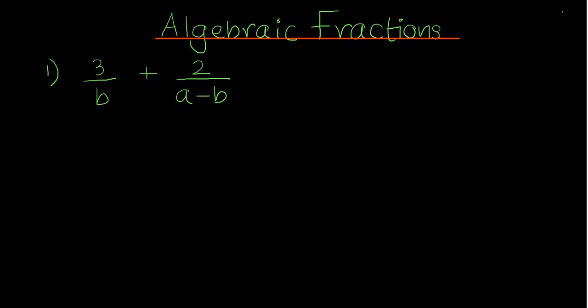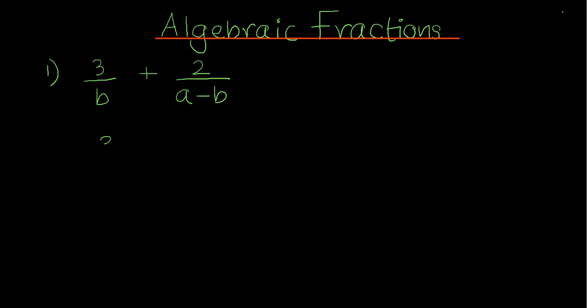We've got a few different kinds of questions, and we're going to see how to solve them. The first question here is 3 over b plus 2 over a minus b. Generally speaking, when we've got fractions, we cannot add or subtract them until the denominators are the same. So that's our first starting point.